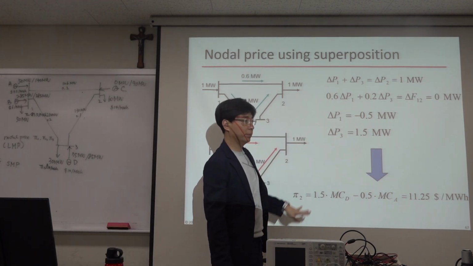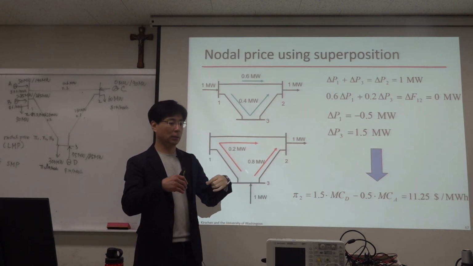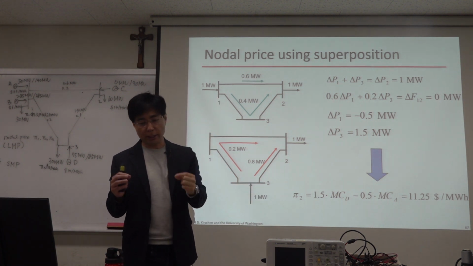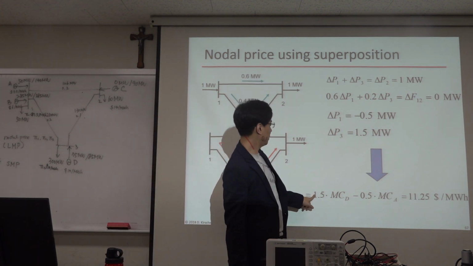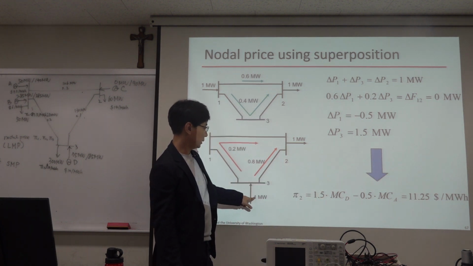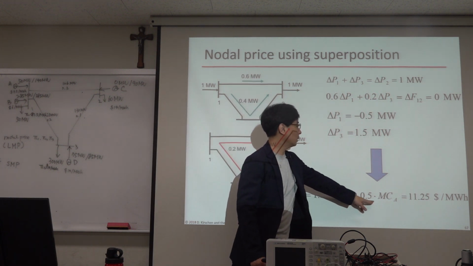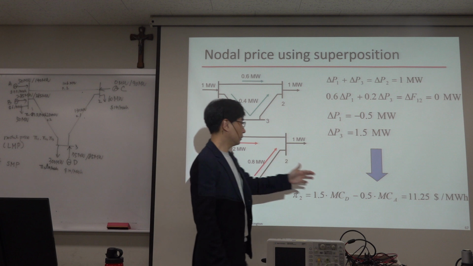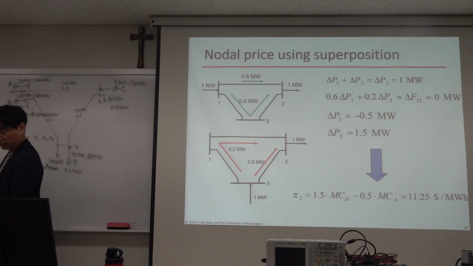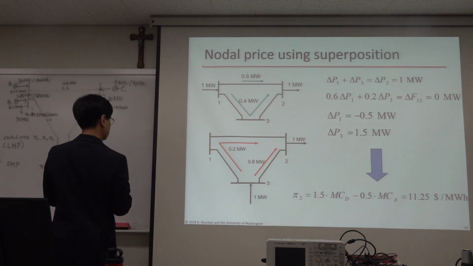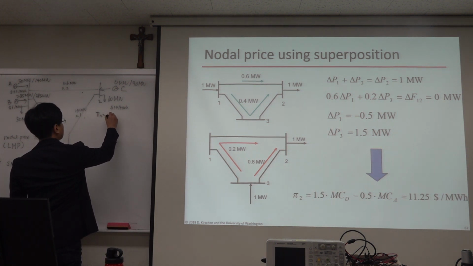From this, you can compute the nodal price of bus 2 this way. How much does it cost to supply 1 megawatt hour for node 2? So increase 1.5 of generator D here, with its marginal cost, and decrease 0.5 of that one, with its marginal cost. And that is 11.25. So this is also an easy one. So now pi 2 is 11.25.